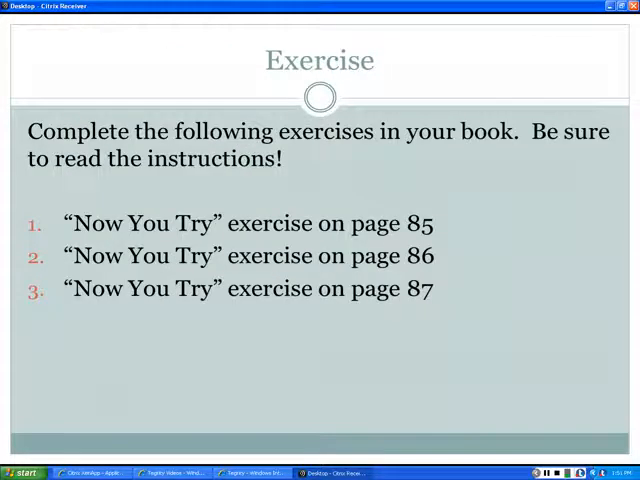Okay, now that you have learned a little bit about integrating evidence into your paragraphs, it's time to do some practice. I have 3 exercises that I want you to do in your book. Please go to these pages. You need to do the Now You Try exercises on page 85, page 86, and page 87. Please read the instructions carefully. We will review all 3 of these exercises tomorrow in class.